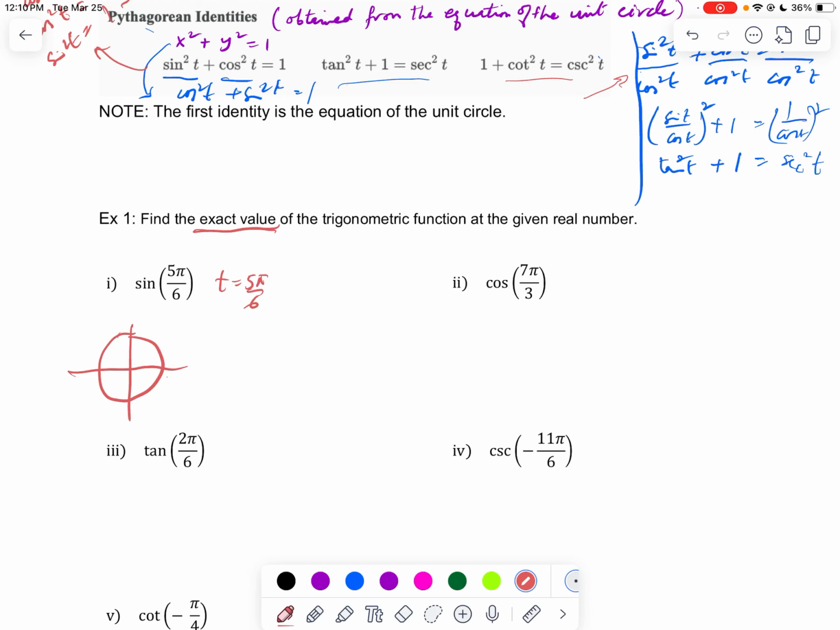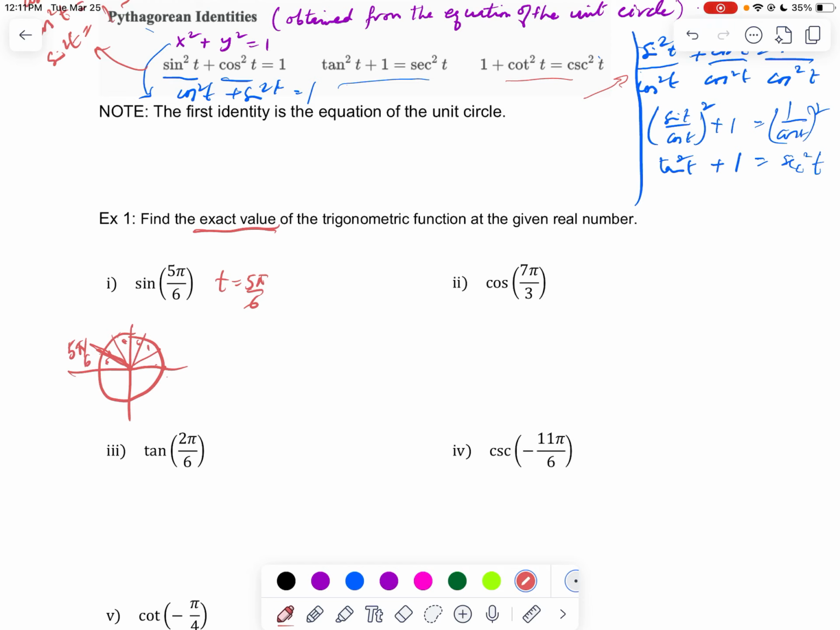From here, if I divide this piece into 3 pieces and this into 3 pieces, then 1, 2, 3, 4, 5, 6. So you see we have 6 pieces. So 5 pi over 6 will be here. This line denotes the 5 pi over 6. So what will be the terminal point for that?